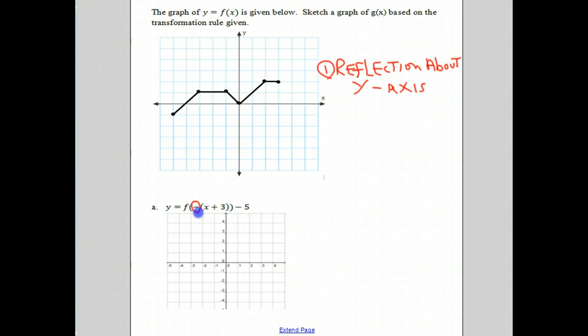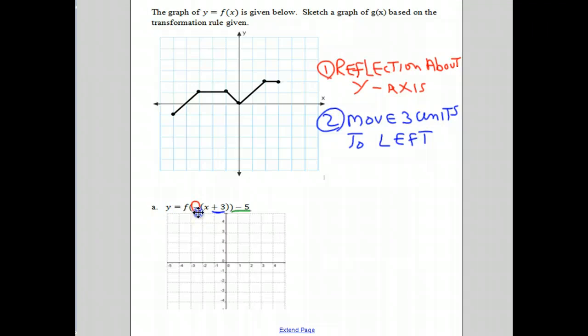And then we'll notice step two, this plus 3 here will indicate that the graph is going to move 3 units to the left. And finally, we notice that this -5 means we're going to be moving the graph down 5 units. So we're going to do this for each of the points that you see on the graph. We'll go from left to right and do each of those transformations.